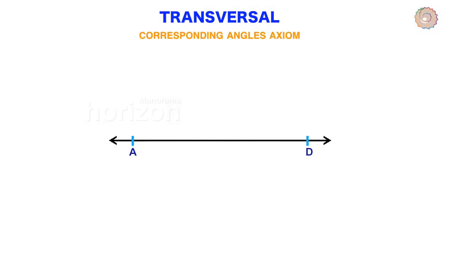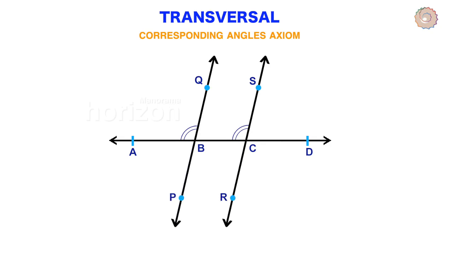Draw a line AD and mark points B and C on it. At B and C, construct angles ABQ and BCS equal to each other. Produce QB and CS on the other side of AD to form two lines PQ and RS. You may observe that the two lines do not intersect each other. You may also draw common perpendiculars to the two lines PQ and RS at different points and measure their lengths. You will find it is the same everywhere. So you may conclude that the lines are parallel.